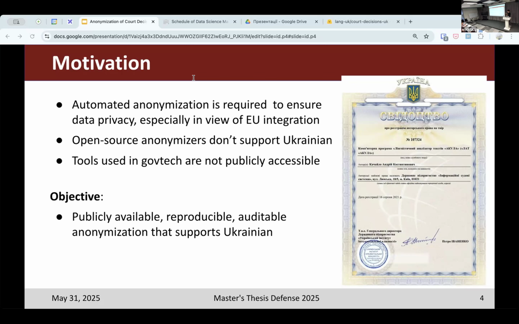On the right side, you can see the certificate of intellectual property of a tool called Akula that is used to anonymize court decisions. We tried to reach them to tell us more about the approach to measure the performance of their solution. But unfortunately, our request was rejected, despite this tool being used to protect our own data in court decisions, for example.